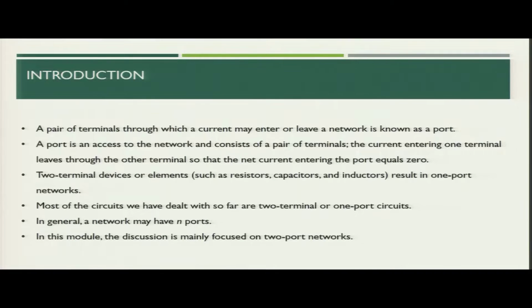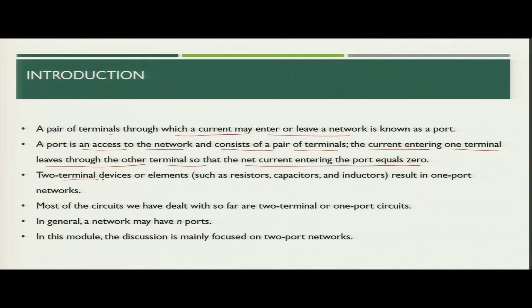Basically, the two-port network is nothing but a pair of terminals through which a current may enter or leave a network. Now, you can also say that a port is nothing but an access to a network and consists of a pair of terminals, the current entering one terminal leaves through the other terminal, so that the net current entering the port will be equal to 0.